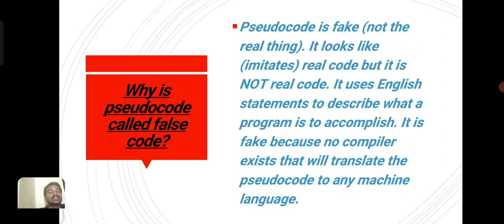Why is pseudocode called false code? Pseudocode is fake, not the real thing. It looks like and imitates real code, but it's not real code. It uses English statements to describe what a program is to accomplish. It is fake because no compiler exists that will translate the pseudocode to any machine language.